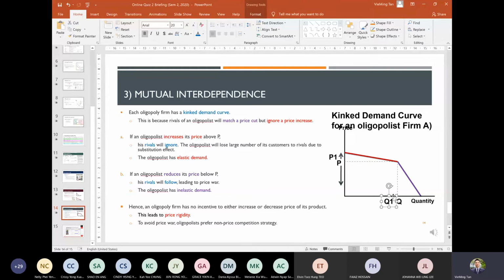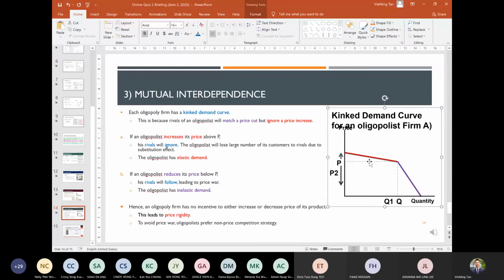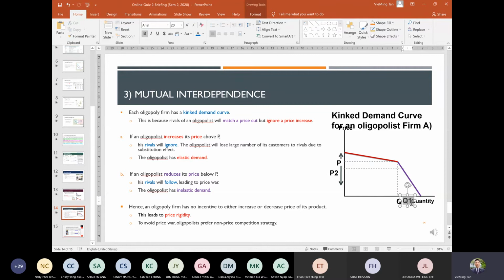Okay. How about on the other hand, if firm A reduces the price to, let's say, P2? What is the reaction of the competitors in the oligopoly market then? You might find the other competitors are going to reduce the price to P2 as well. And this will create competition. Because of the reaction taken by other firms, the quantity demanded for firm A will only increase a little, to here.